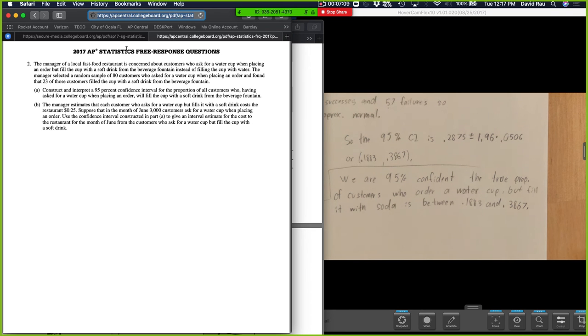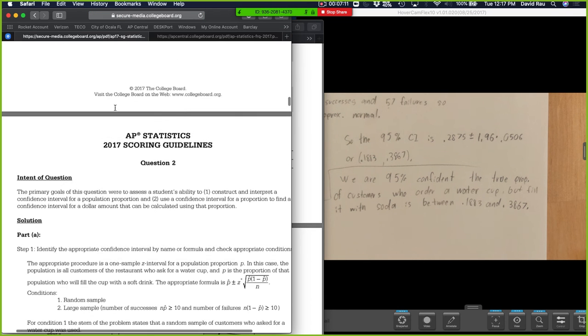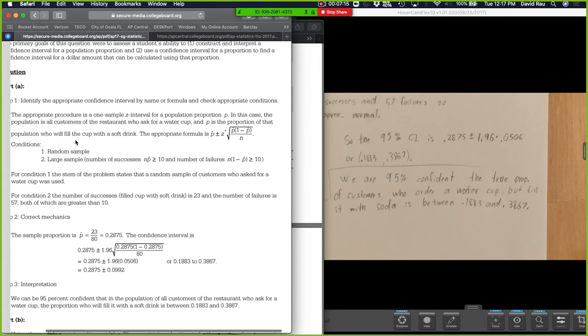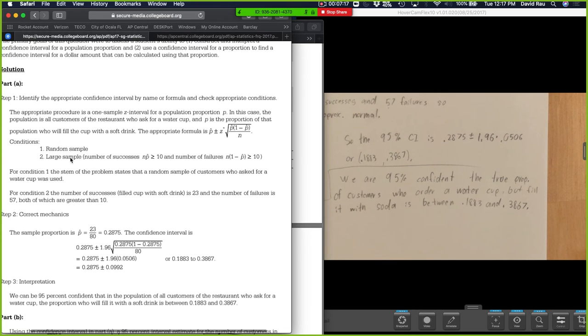So again, let me just go to the scoring guideline now. Part A, again, this is the part that I missed the first time around. I totally forgot to check the conditions. I just went right into forming the confidence interval. But the key thing I learned today was when you form an interval or you do a test, state the conditions of the test and that you've met them.